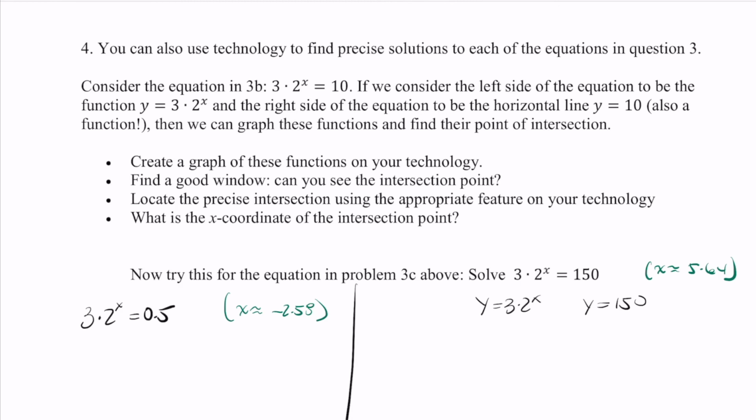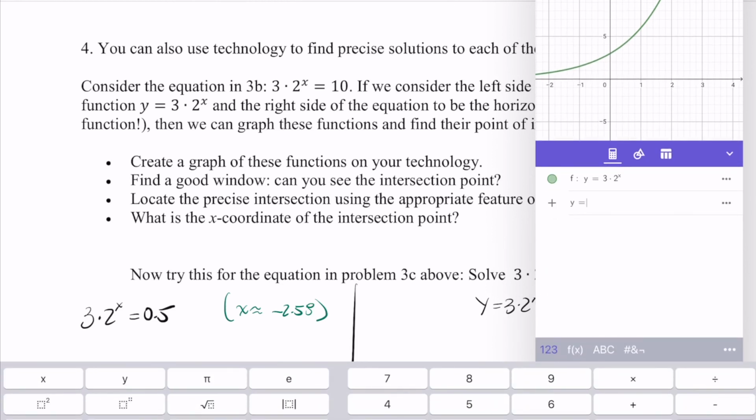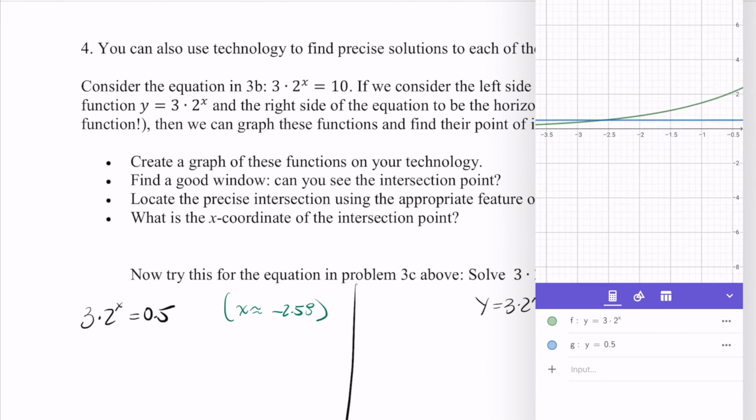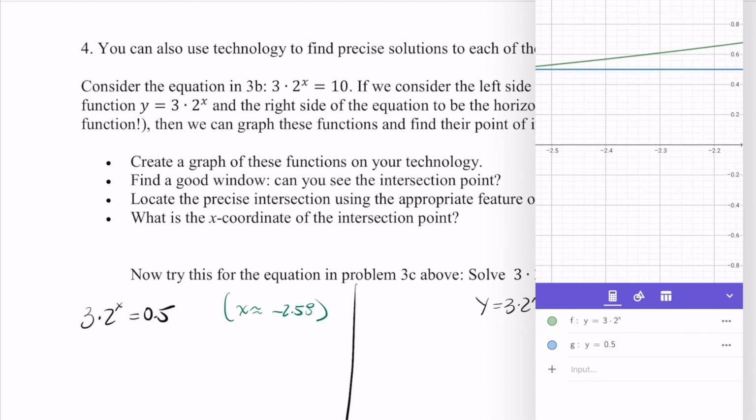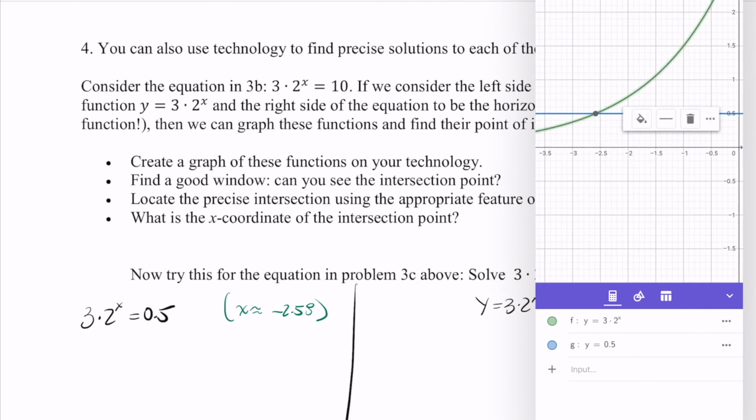So open up GeoGebra again. And on your graph, you don't want to create a table of values. On the second line for input, type in y equals 0.5 and go ahead and hit enter. And you'll see this new blue line pop up, and now we can adjust our graph to see where they intersect. And actually, let me stretch. There we go. And that point right there is the intersection, and I just had to touch it to bring it up. And it's negative 2.584, so our approximation was pretty good.